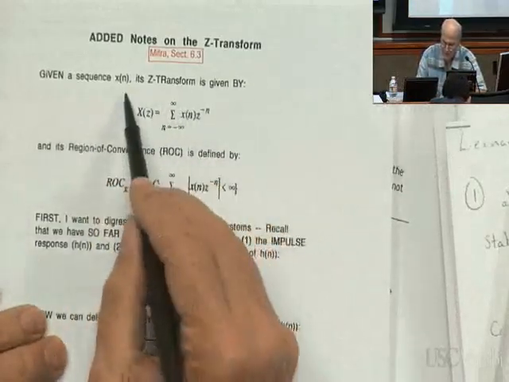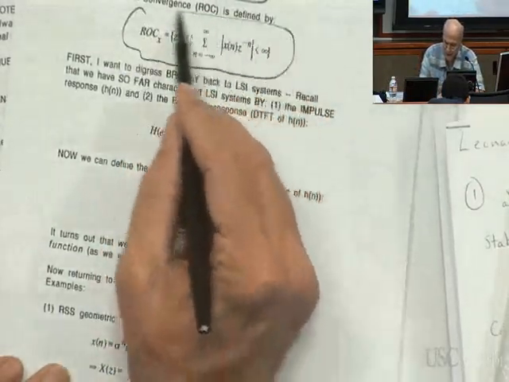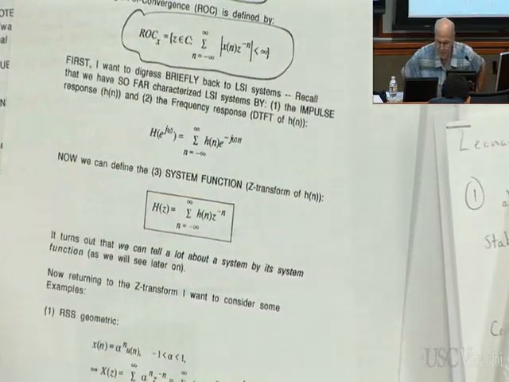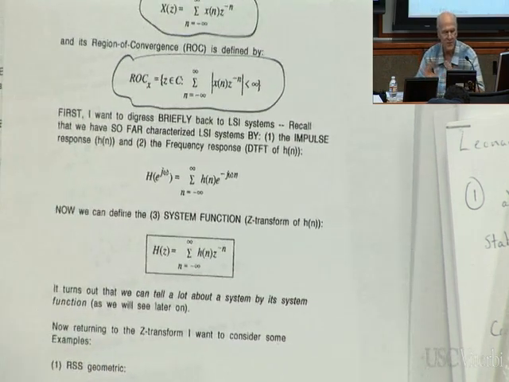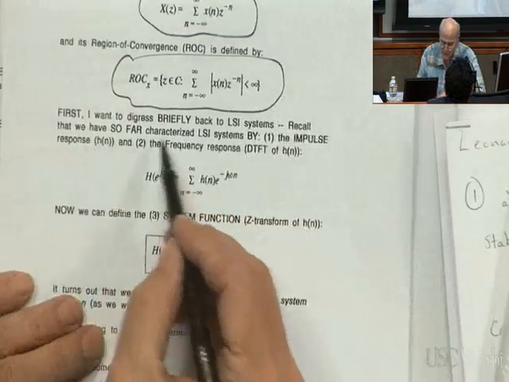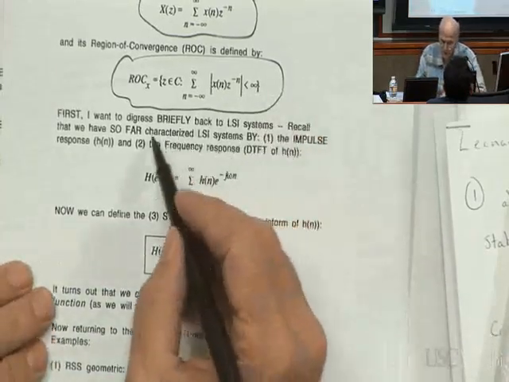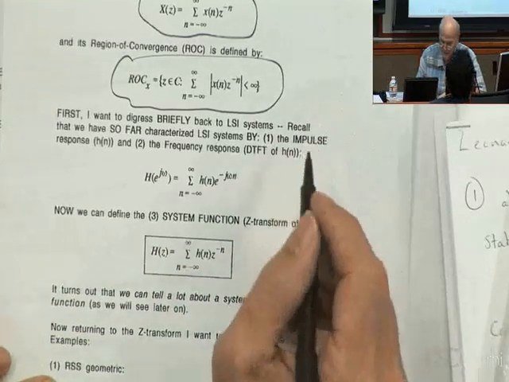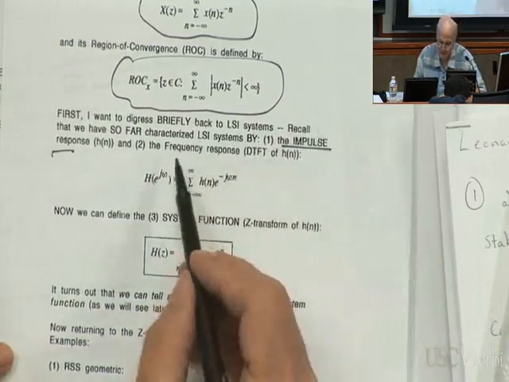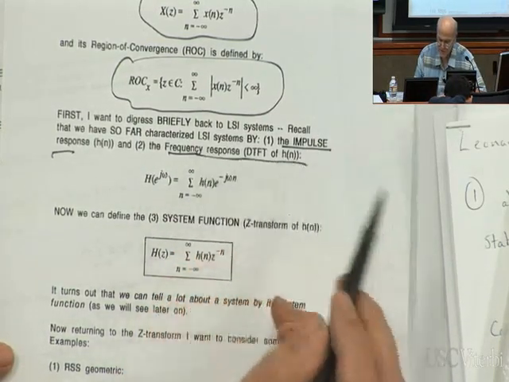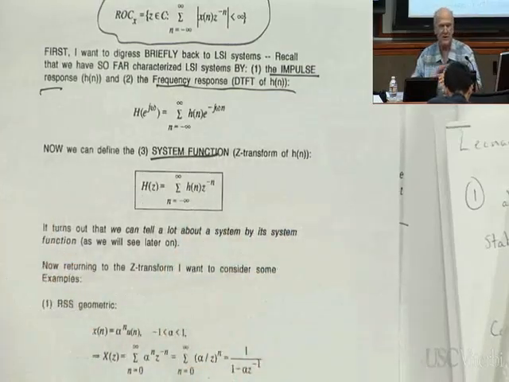Given a sequence, here's the Z transform, as I defined before, and here is the region of convergence. Very, very critical. Now, I do want to digress here, just briefly. Recall that we have so far characterized linear shift invariant systems in different ways. One was the linear difference equation. We did that. Another was through the impulse response. We did that. Another way is through the frequency response. We did that. There was yet a fourth way I call the system function. So I just want to let you know what that is right off the bat.